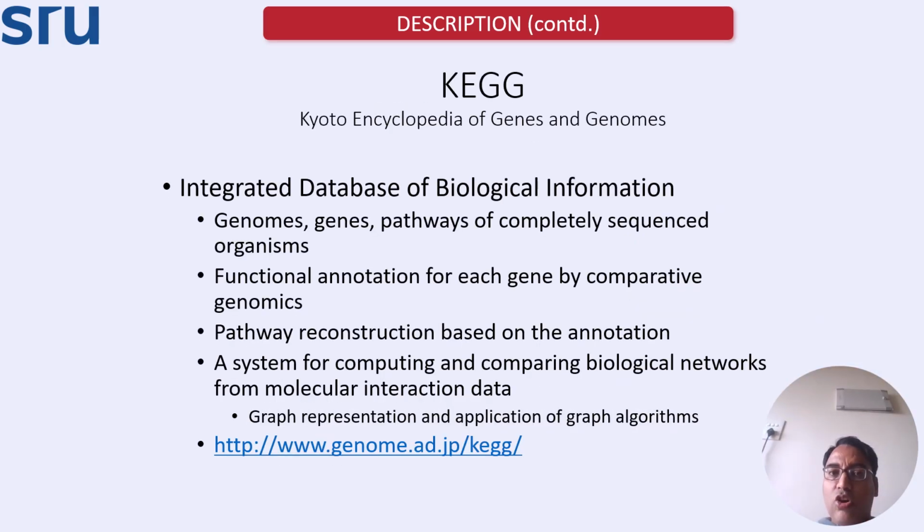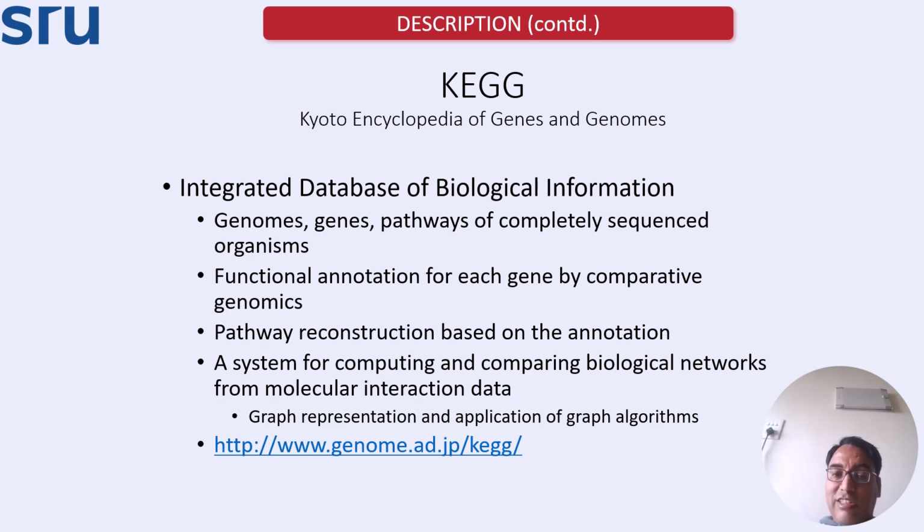So, see what all it integrates now: genomes, genes, and pathways of completely sequenced organisms. Otherwise it has to do annotations and manual annotations. So the functional annotation for each gene is done by comparative genomics. As we discussed a few sessions back, it has to keep on comparing the various different genes in different species, like homologs or orthologs, and the gene similarity transfers.